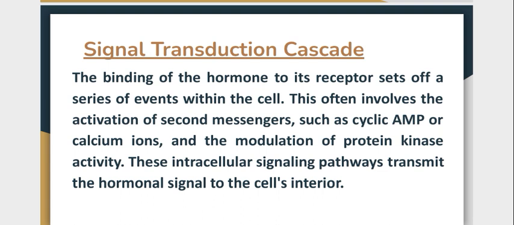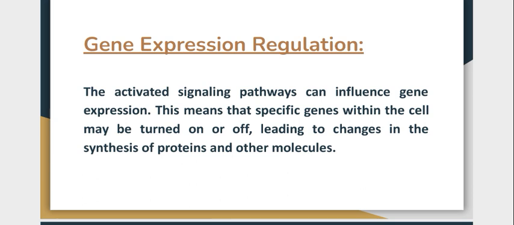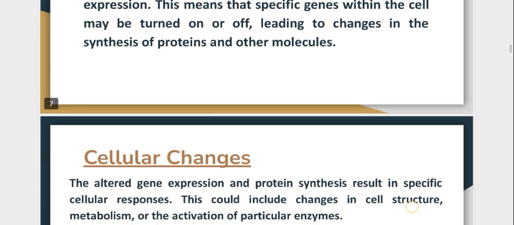The signal transduction cascade in detail: the binding of the hormone to its receptor sets off a series of events within the cell. This often involves the activation of second messengers such as cyclic AMP or calcium ions and the modulation of protein kinase activity. These intracellular signaling pathways transmit the hormonal signal to the cell's interior. And gene expression regulation will be taking place. The activated signaling pathways can influence gene expression. This means that specific genes within the cells may be turned on or off, leading to changes in the synthesis of proteins or other molecules.